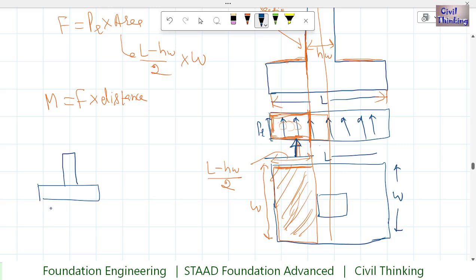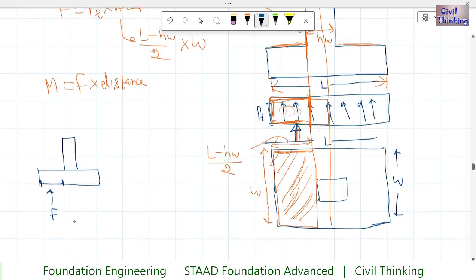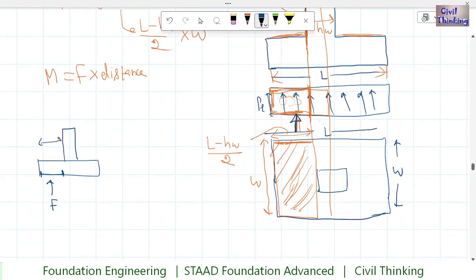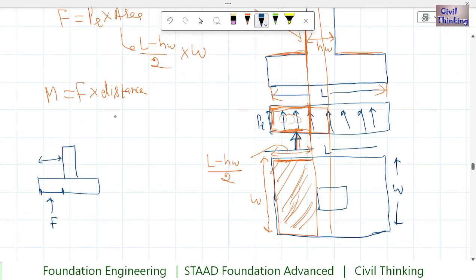So this force is acting here, in this part. Now the total here is how much? As you can see here, L minus HW divided by 2. So what is the distance between this force and the face? Because this is the critical face, we have to calculate the moment here.